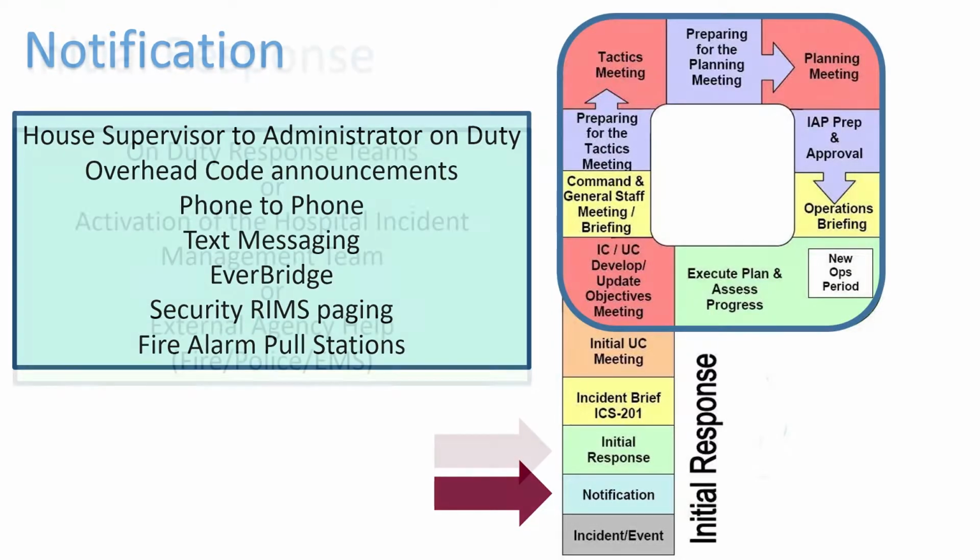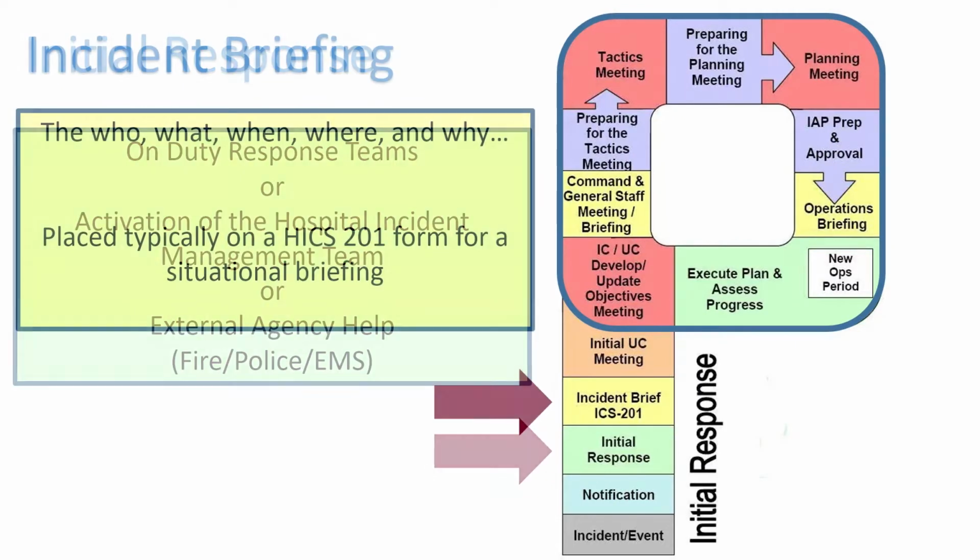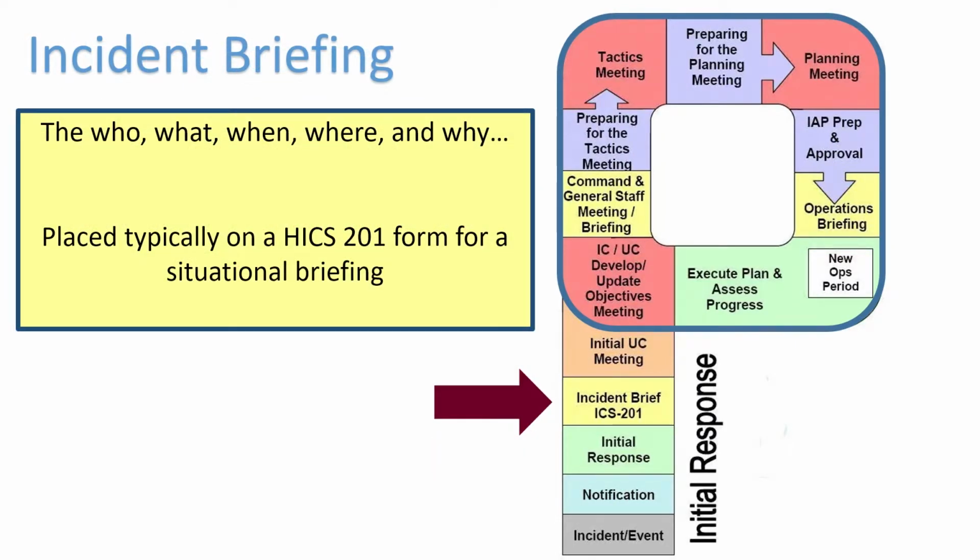In a basic sense, the initial response includes the awareness level of an event, notification to staff and leadership that an event has occurred, and in turn, a situational briefing is conducted, officially being made on the form of a HICS 201 incident briefing form. This briefing form allows for the on-site leadership, such as the house supervisor, to brief the administrator on duty, or AOD, of an expanding incident, allowing for a seamless or more effective transfer of command.